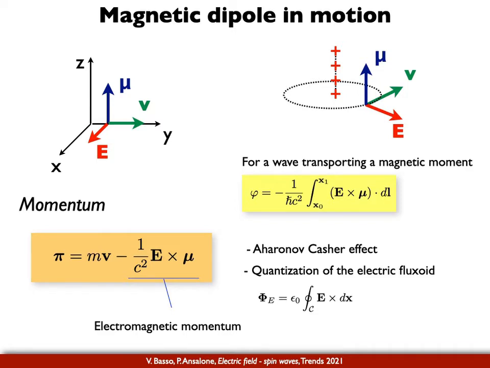Then let's do the same as before. Consider that the magnetic moment is described by a wave. This is typical for neutrons. Neutrons have a magnetic moment, and the quantistic description of a neutron requires something like that. The accumulation of the phase is now proportional to the integral over the path of the product E cross magnetic moment.